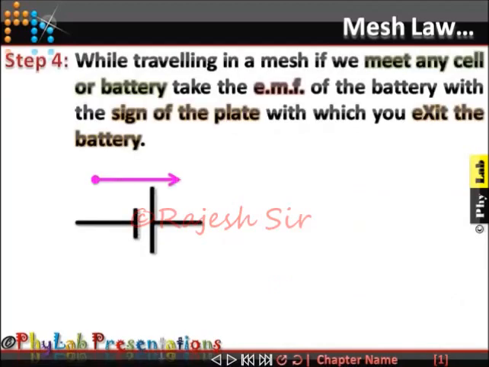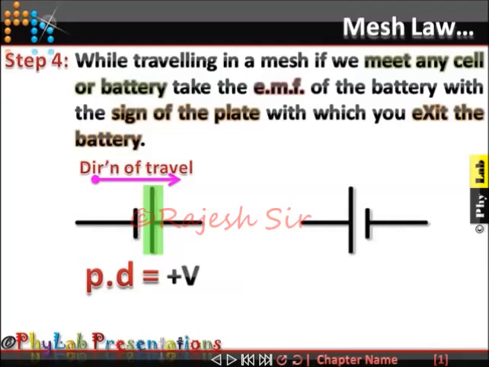So step number 4, while traveling in a mesh, if you are exiting the battery, you should always take the sign of the plate from the side you exit the battery. Now in this case, if you see, my direction of travel is this and I am exiting from the positive terminal of the battery. So the EMF of the battery would be written with the positive sign. So whatsoever the EMF is, I am going to write down that EMF of the battery with a positive sign.